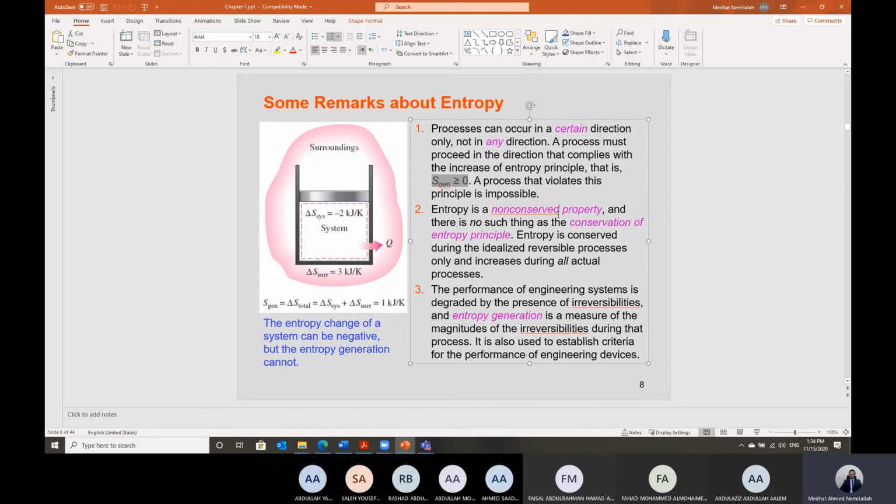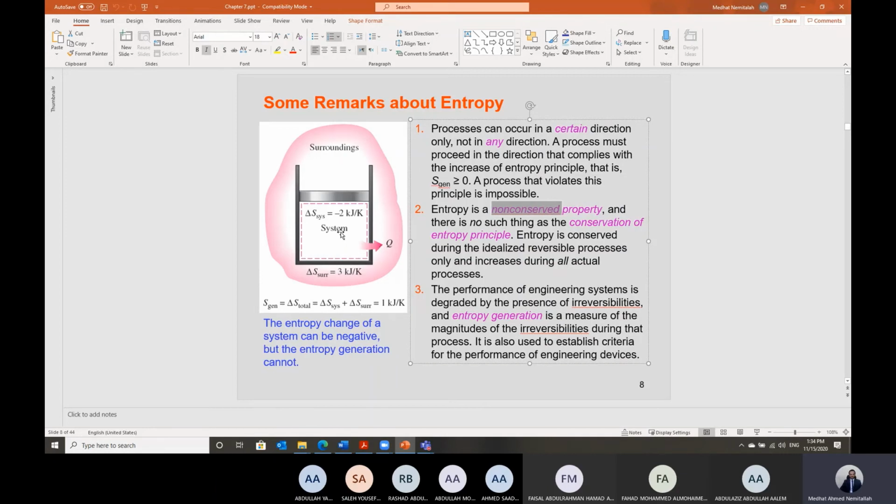We cannot say the conservation of entropy like what we said about the conservation of mass or conservation of energy. We said mass and energy cannot be created or destroyed. That's why we have the conservation of mass and the conservation of energy in terms of the first law of thermodynamics. But entropy is not a conservative property, because it can be generated within the system due to the losses.